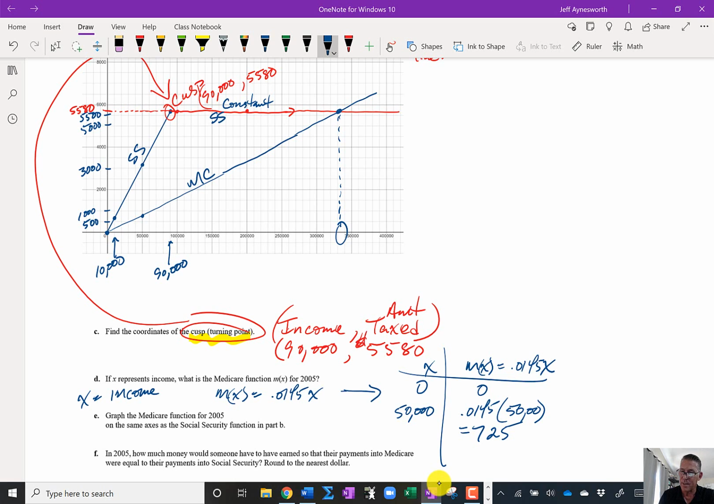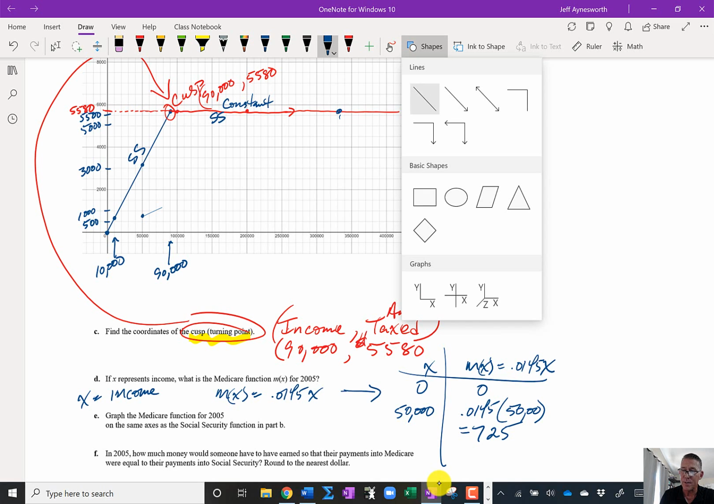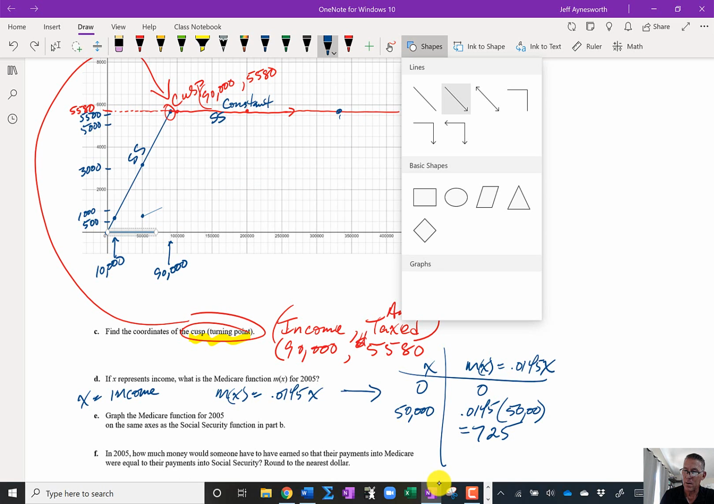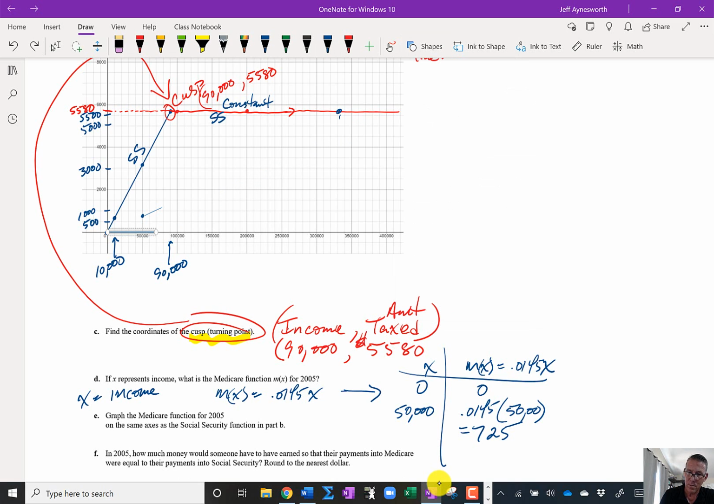So it's roughly here somewhere. So in here is our equal point. So the question is, what income level is that? Where you're paying as much in Medicare as you are in Social Security. What's that income level for that to happen? And that's the answer to the last question here. So in 2005, how much money would someone have to earn so their payments into Medicare were equal, keyword equal, to the payments to Social Security?